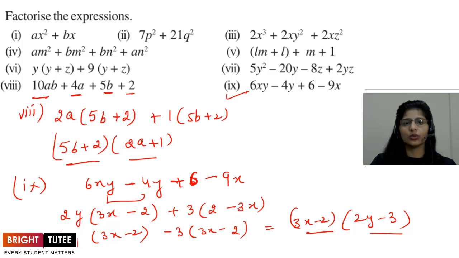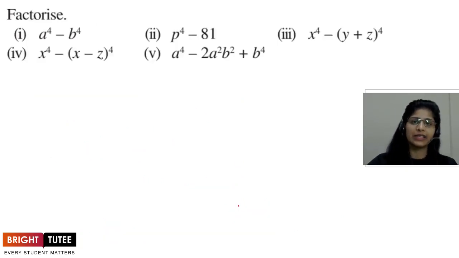Clear? So this is how we solve, grouping them and solving them. Okay. Moving ahead is another question. So here also we have to factorize these, and the question is really interesting. Different identities, different ways will be used to find it out.